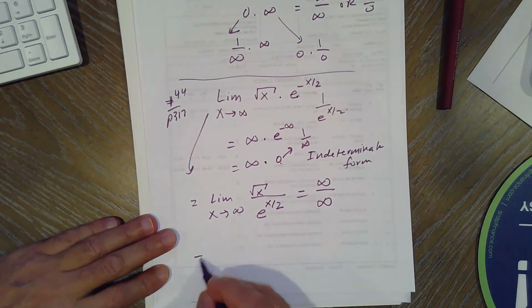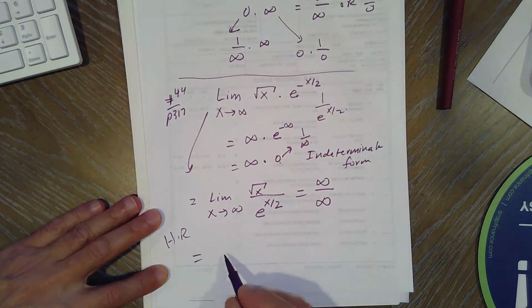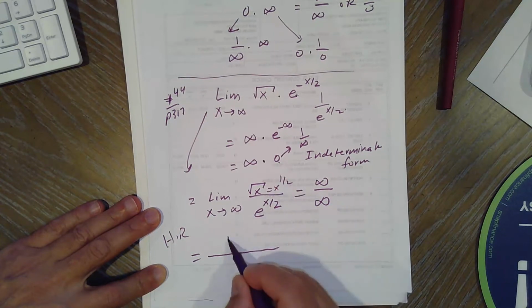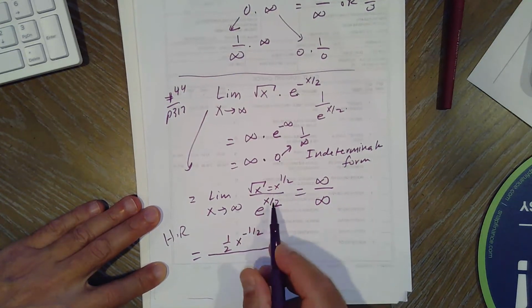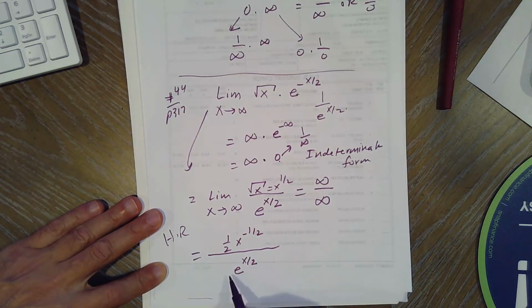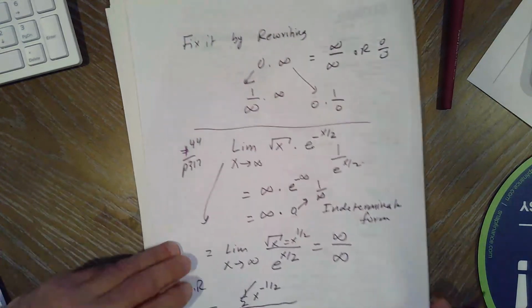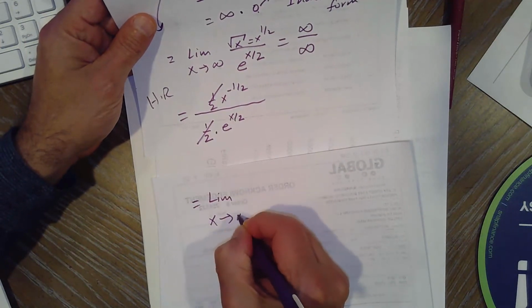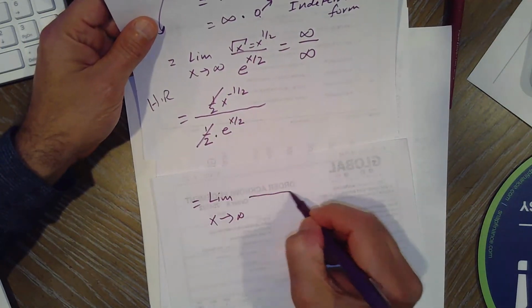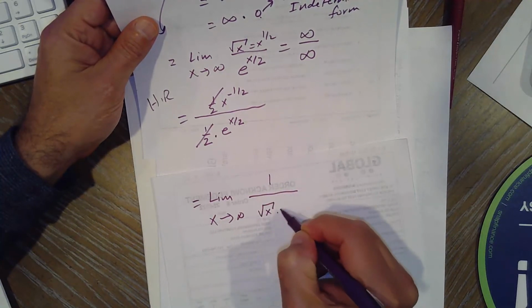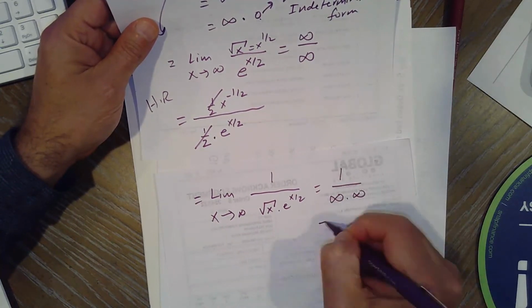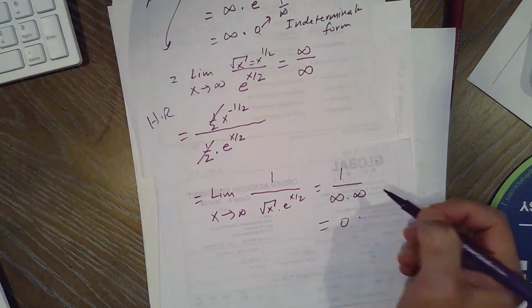So now we're going to do L'Hopital's rule by doing the derivative of square root of x, which is, square root of x is x to the 1/2, so it's 1/2 x to the negative 1/2. Derivative of e to the x over 2 is e to the x over 2 times derivative of x over 2, which is 1/2. The 1/2 cancels out. And you get limit as x goes to infinity, so we can put x to the 1/2 at the bottom, square root of x, e to the x over 2. Now if we do infinity, we get infinity times infinity under 1. 1 over infinity is 0.